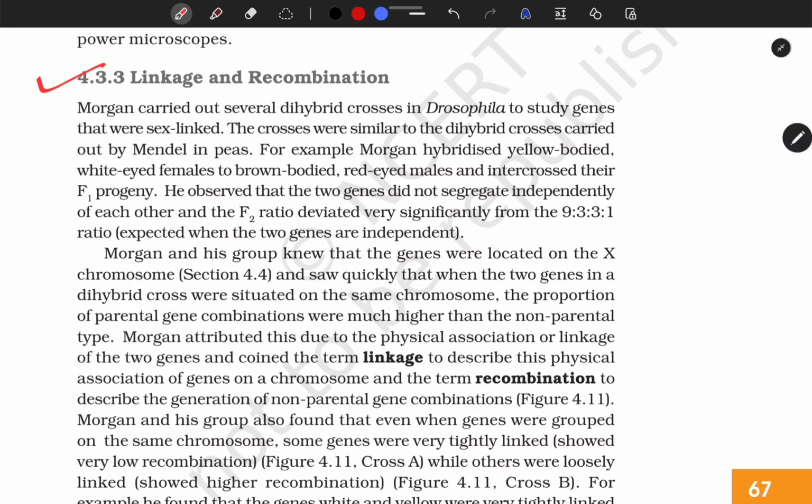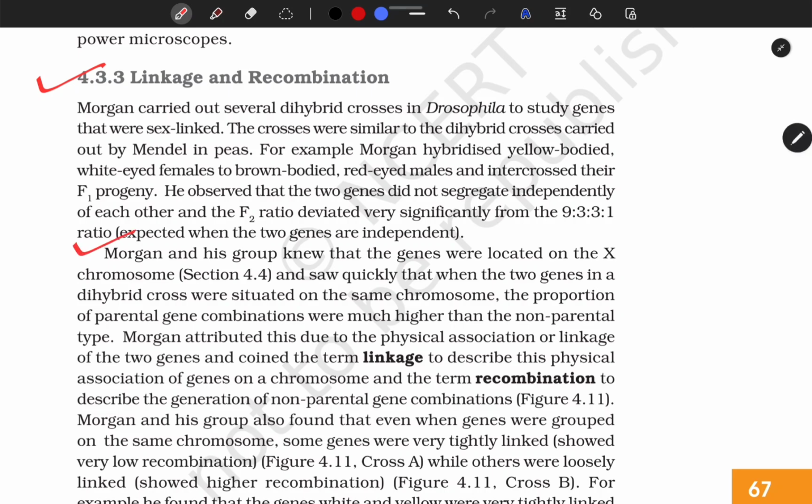4.3.3 Linkage and Recombination. Morgan carried out several dihybrid crosses in Drosophila to study genes that were sex-linked. The crosses were similar to the dihybrid crosses carried out by Mendel in peas. For example, Morgan hybridized yellow-bodied white-eyed females to brown-bodied red-eyed males and intercrossed their F1 progeny. He observed that the two genes did not segregate independently of each other, and the F2 ratio deviated very significantly from the 9:3:3:1 ratio, expected when the two genes are independent.